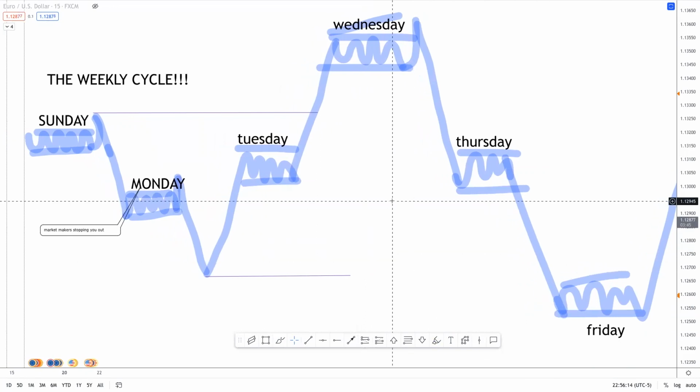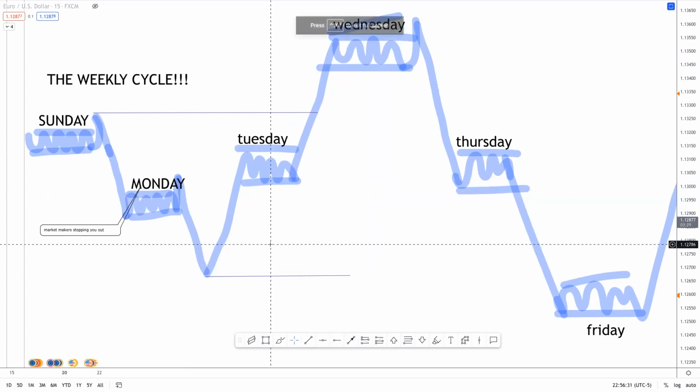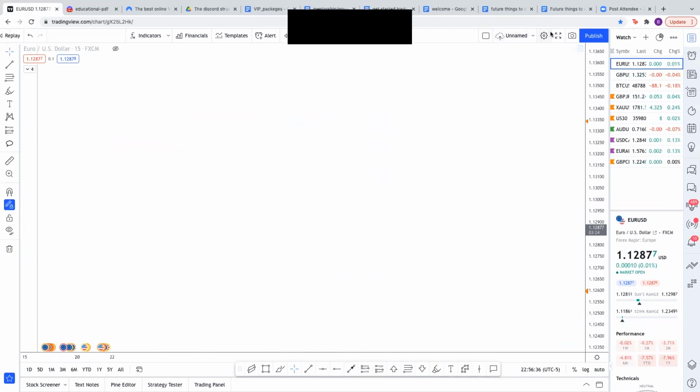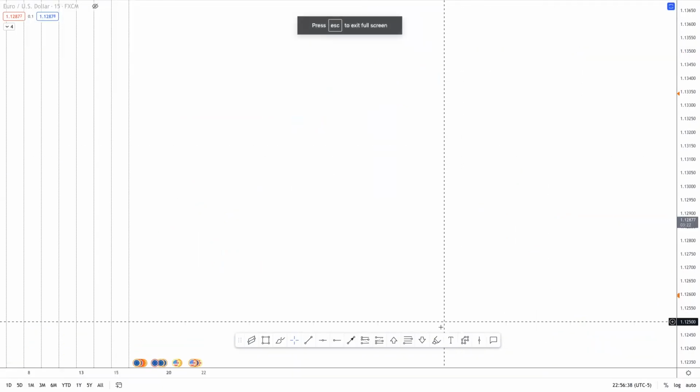So does the daily cycle, because I know we talked about before, have a big effect on the weekly cycle, you'd say? Absolutely. The daily cycle has a huge confluence to the weekly cycle, and they are definitely two things you should be combining. So let's go ahead and clear the chart, and I'll show you a couple of diagrams and examples of how this all works.